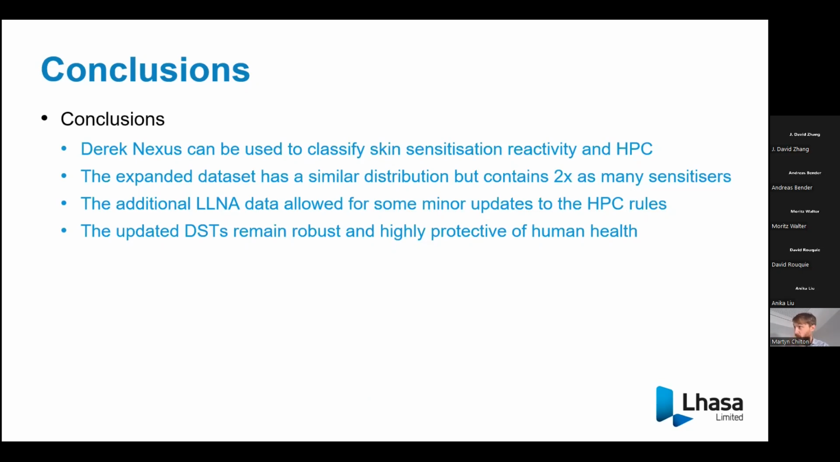So to conclude, we've shown that an in silico model can be used to classify reactivity and high potency category chemicals. We've put together a bigger data set containing twice as many sensitizers as before. This has enabled us to tweak some of those high potency category rules to be a bit more performant, or to more accurately reflect the bigger data set. And we've derived some updated thresholds from that data set, which remain robust and protective.